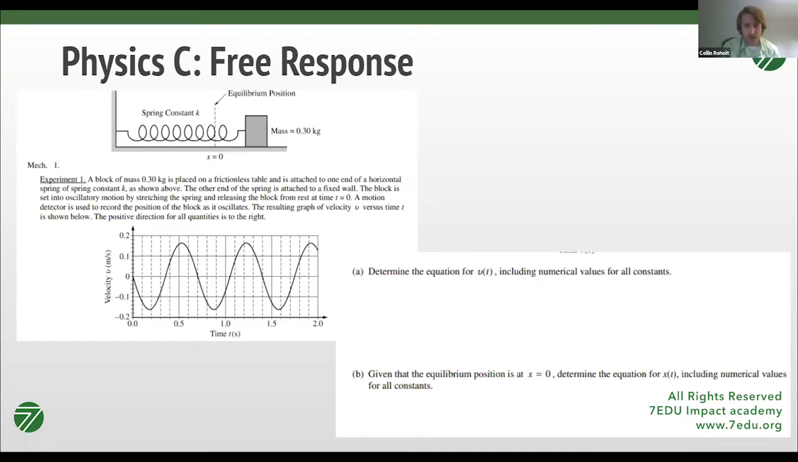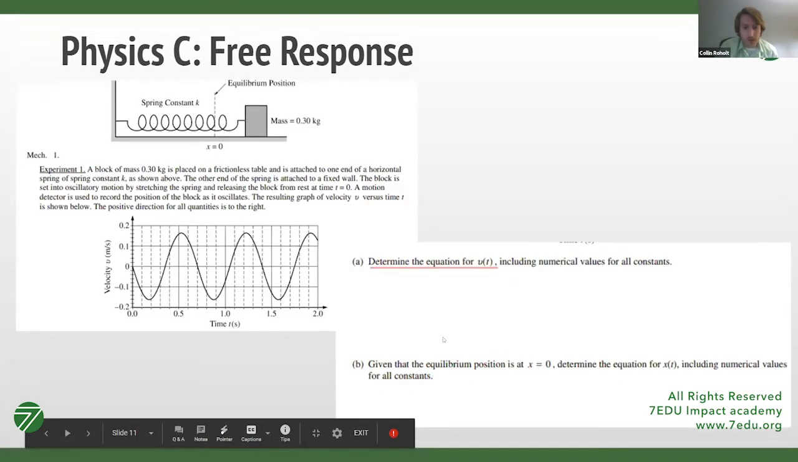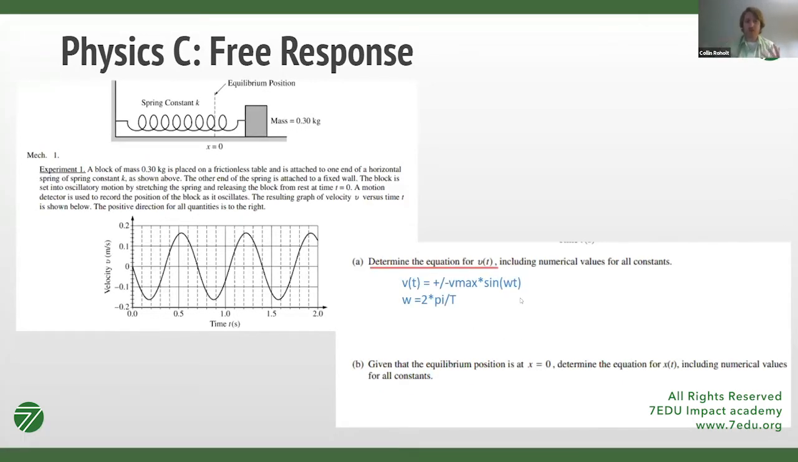Okay, so how can we break this down? To do part A, we would determine the equation. So I would have to know, from my equation sheet, I could use the equation sheet, that the velocity is going to be based on v max times sine of omega t. And then I also have to know that omega is going to equal 2 pi divided by capital T, which is my period of oscillation. And I have to know, okay, how do I interpret that from the graph?